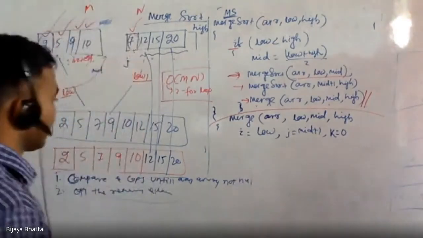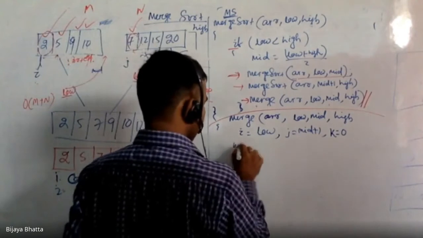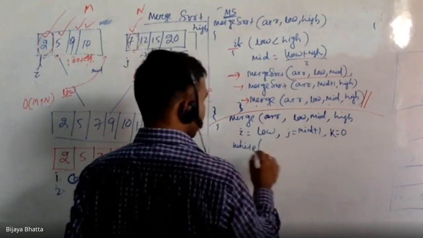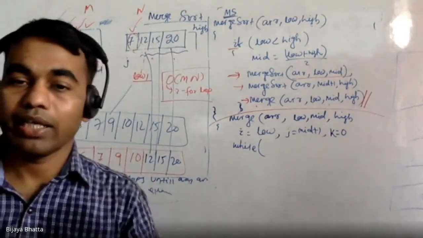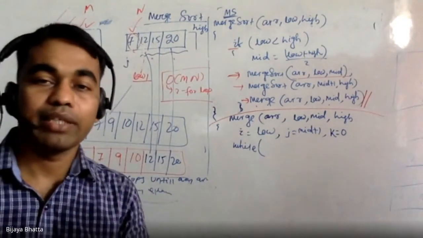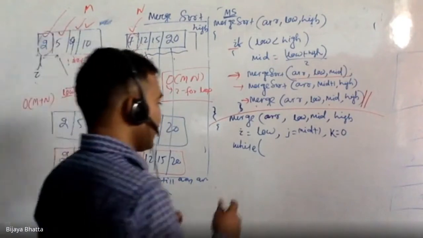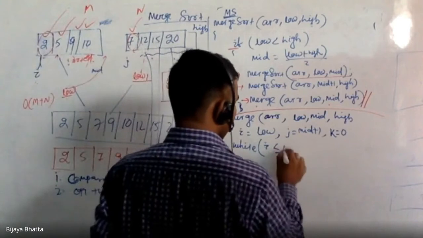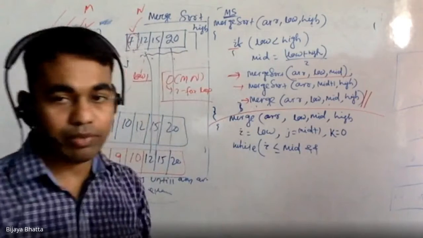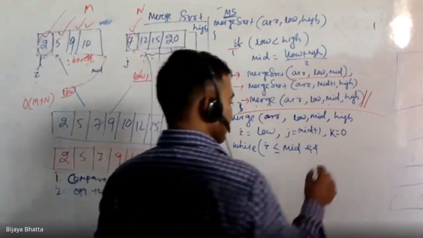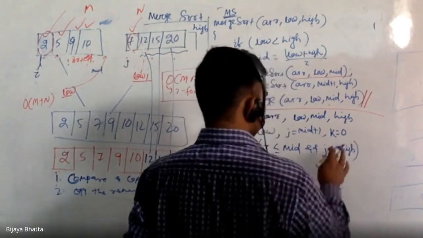So what we are trying to say is, you will put a while loop here. While any of the arrays is not blank or contains some element, so while i is less than or equal to mid, and this is very important, and j is less than or equal to high.